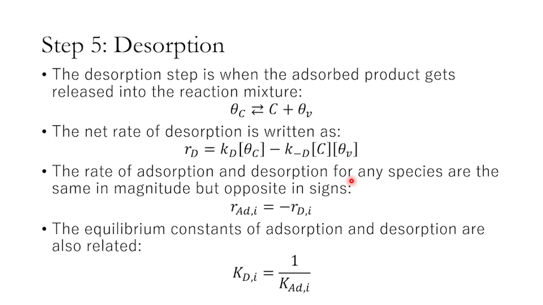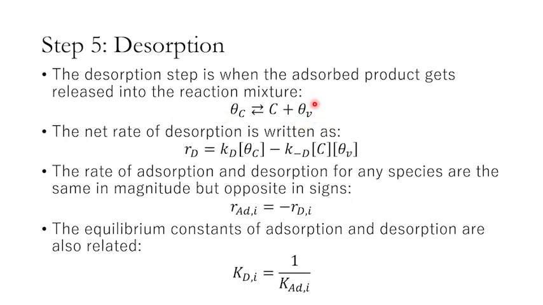Now it is time for your product to leave the catalyst surface. The desorption step is when the adsorbed product gets released into the reaction mixture. So for our hypothetical reaction A yields C, wherein C is our product, we now have here an active site containing C, and that undergoes desorption to yield a free molecule of C plus a vacant active site.